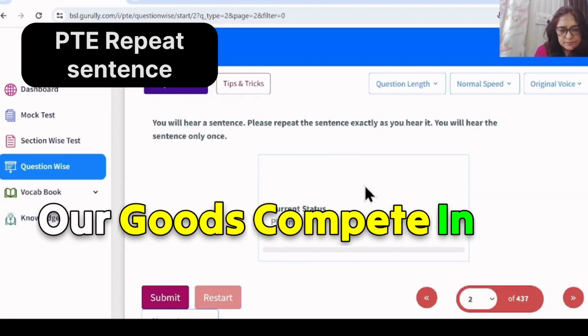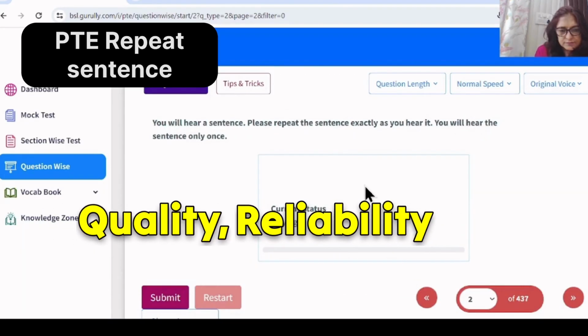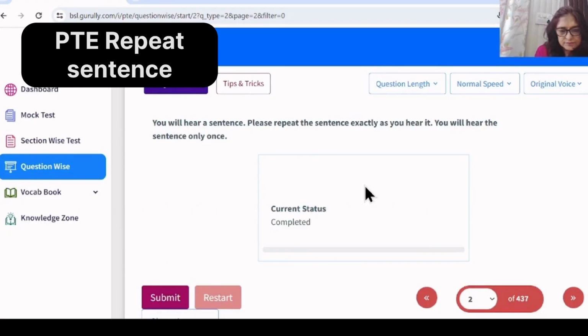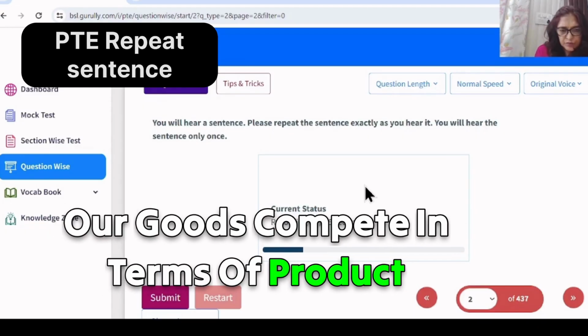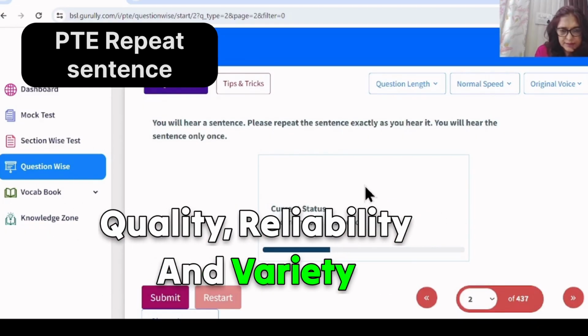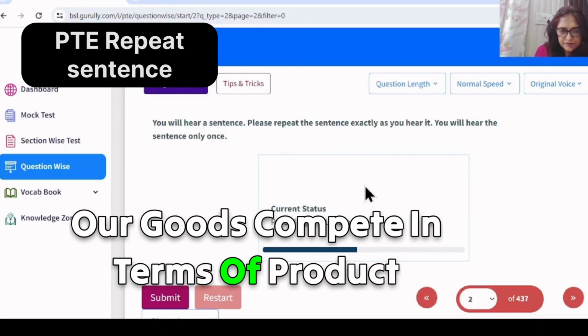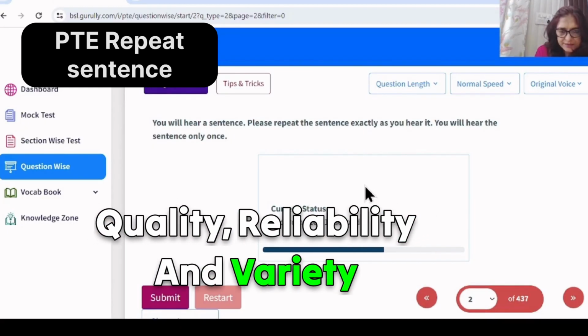Our goods compete in terms of product quality, reliability, and variety.